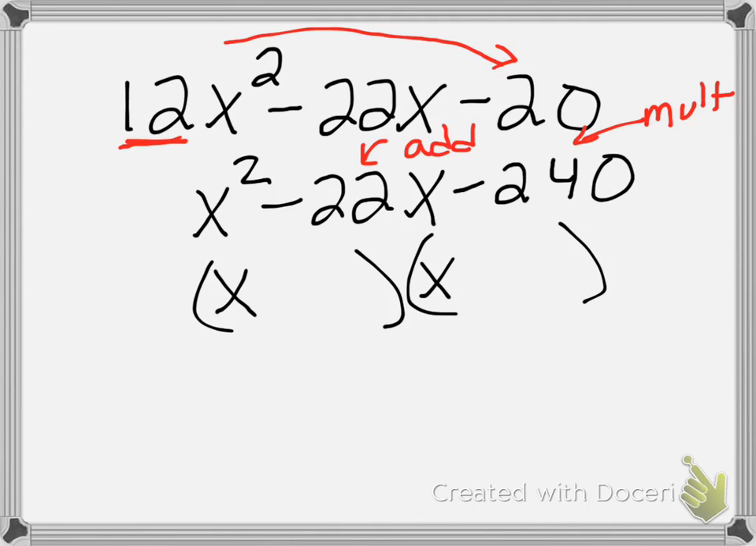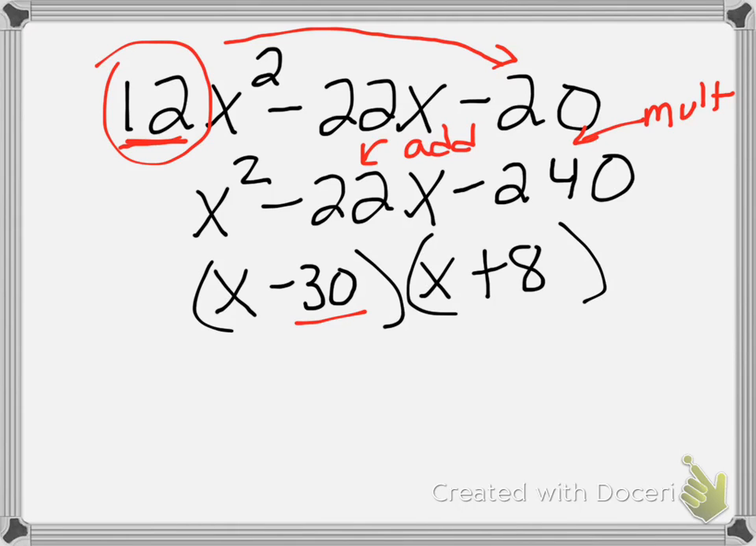It took me a second to find, but two numbers that are going to multiply to negative 240, but add to negative 22 would be negative 30 and positive 8. Because negative 30 times 8 is negative 240, but if you add them together, you get negative 22. Now, the part that people forget when you're doing the slide method is if you had to multiply away a number initially, you have to divide that number back in.